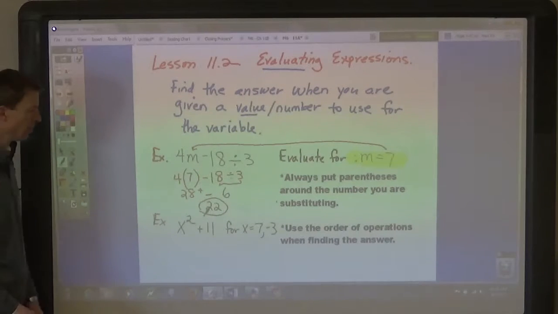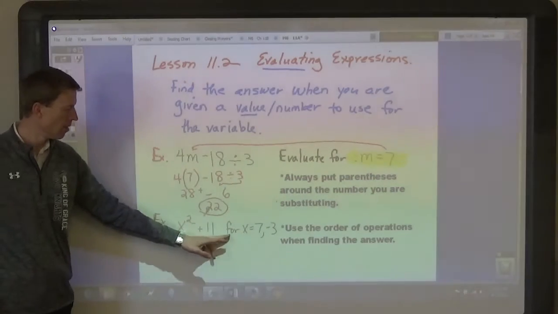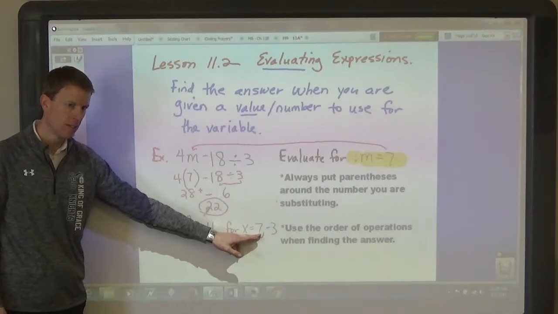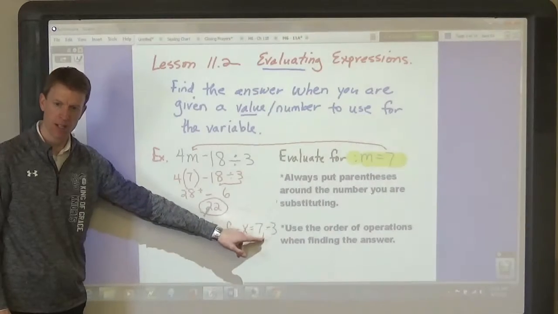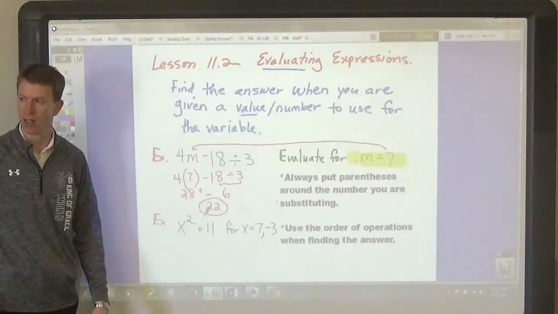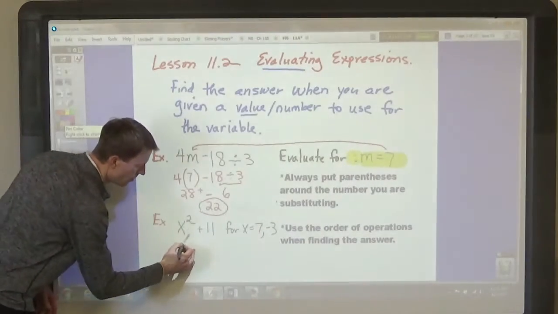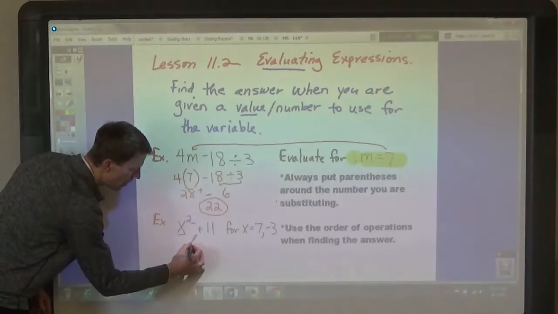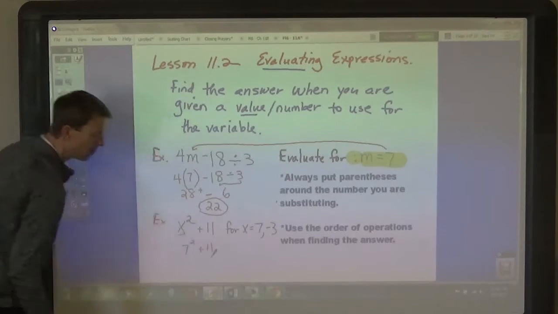Okay? So in this one it says x squared plus 11 for when x equals 7 and when x equals negative 3. That's why there's a comma there. Those commas separate those two numbers. So they're two different numbers we're going to put in. We're going to put them in one at a time. Let's use the 7 first. So instead of writing x, we're going to write 7 squared plus 11.